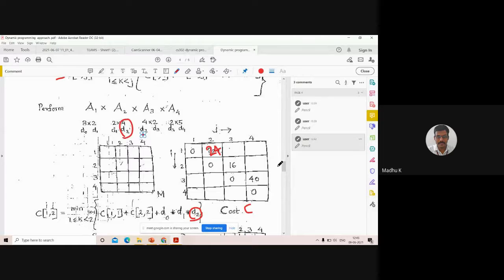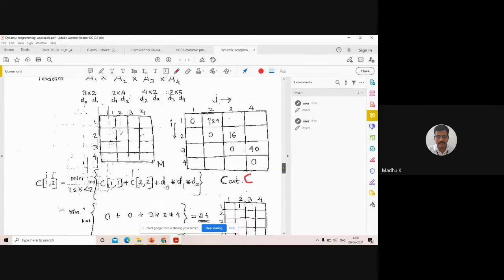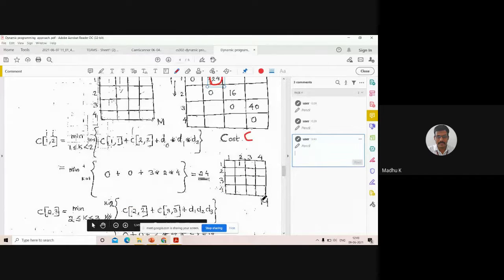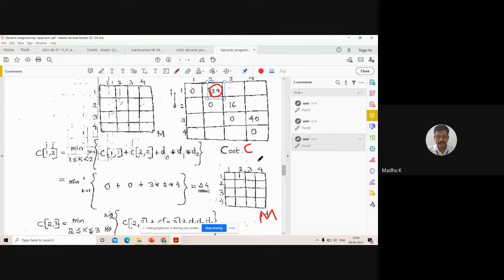Now next we want to calculate this one. How can we calculate this one? The same equation we want to apply. One more thing: I entered 24 here. Then another matrix M is there, and we want to update M also in parallel. So we updated 24 here, then we want to update this matrix M.